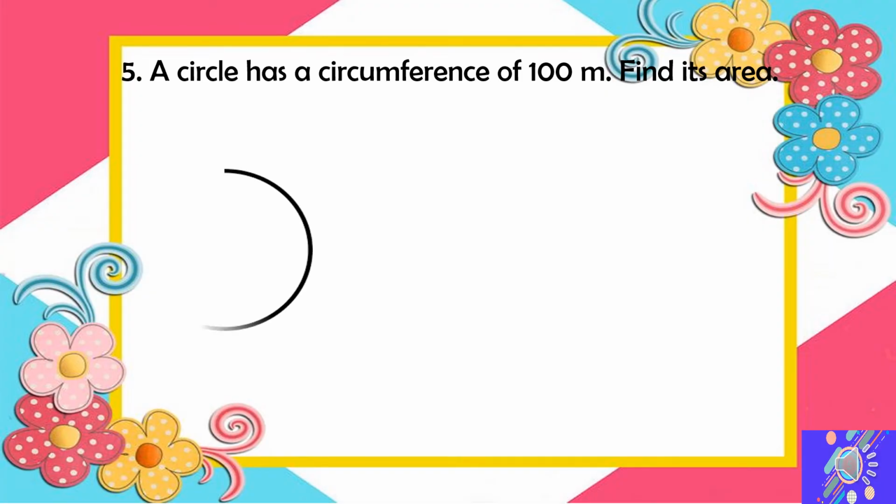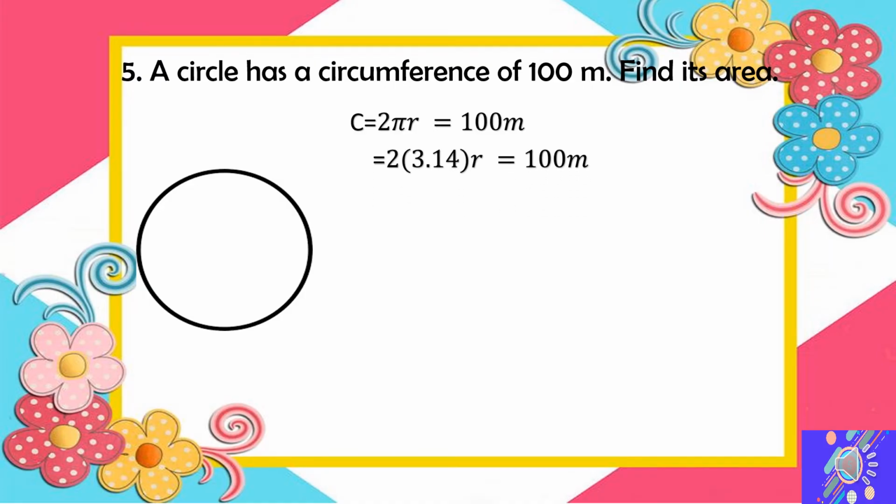Okay. So, kunin muna natin ang circumference ng circle na ito. And the formula in finding the circumference is C equals 2 pi r equals 100 meters. Okay, so let us now substitute. So 2 times 3.14, which is the value of pi, times the radius, equals 100 meters. So that means when we multiply 2 times 3.14, you will get 6.28, and then times the radius equals 100 meters.